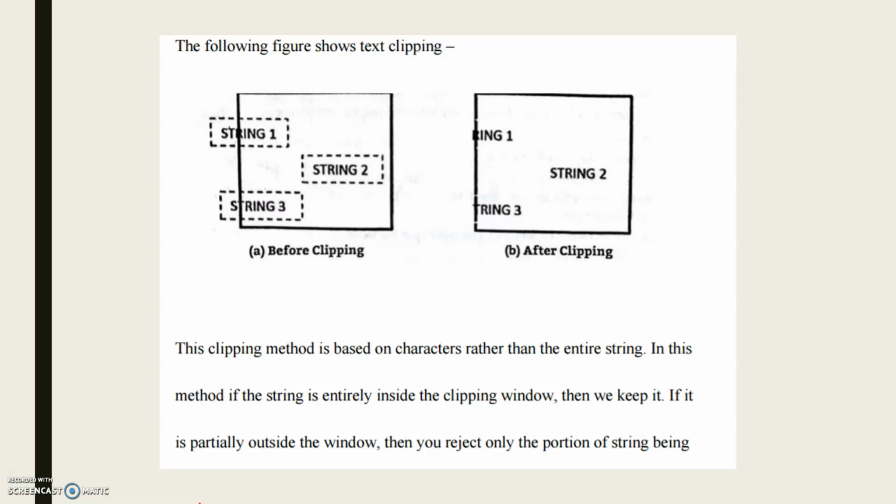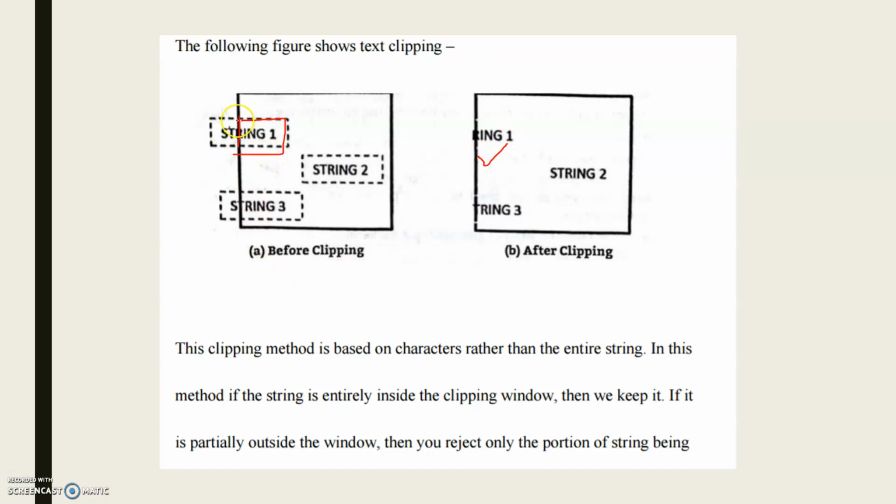The next is text clipping. In this method, it is based on the characters rather than the entire string. If the string is entirely inside the clipping window, then we keep it. If it is partially outside the window, then you have to reject only the portion of the string that is outside. Okay. In this diagram, you can see that it is based on the character clipping method. What we did in character clipping, the portion of the string which is inside the clipping window, we will display on your screen.